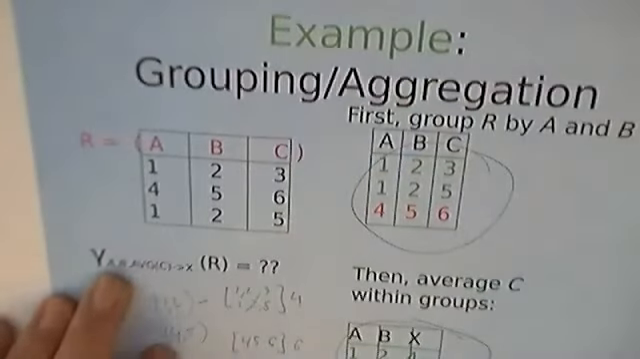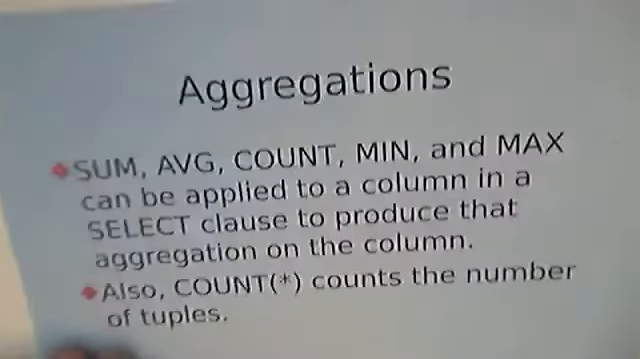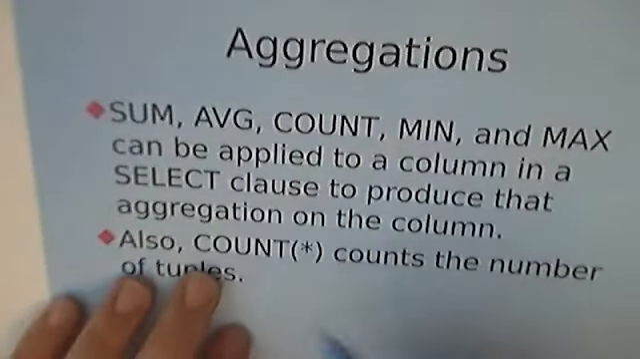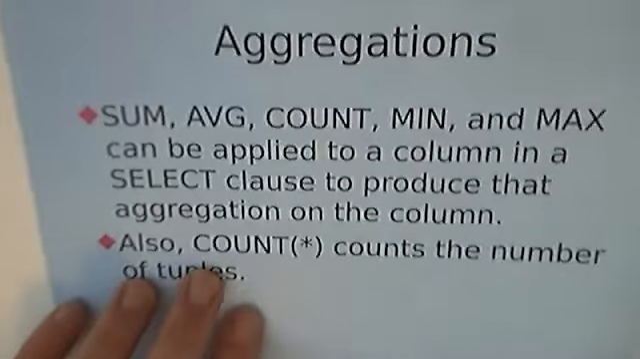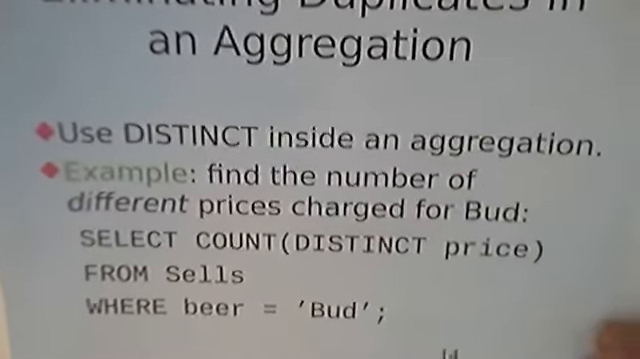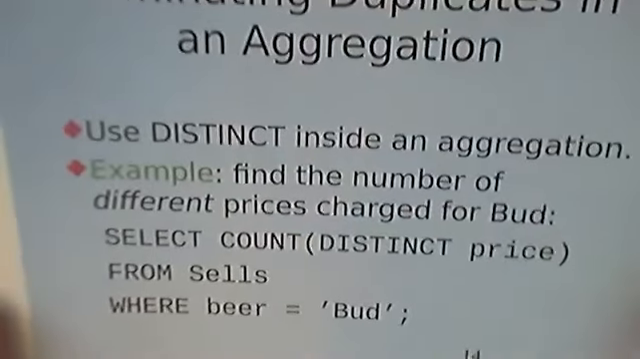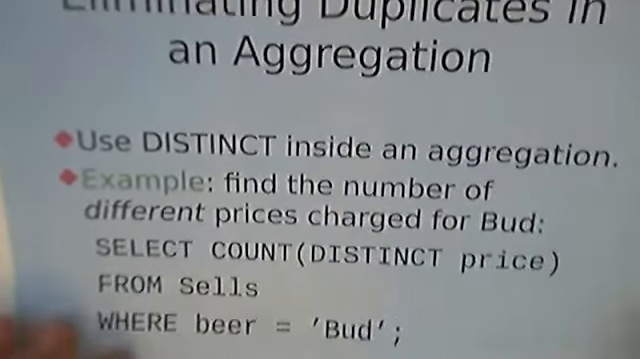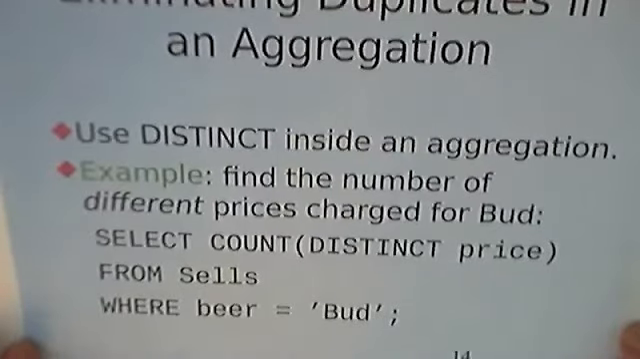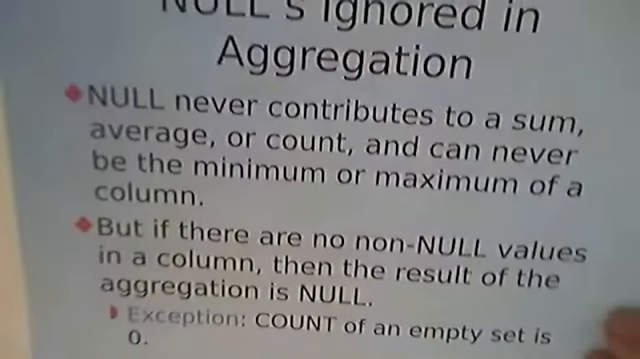Okay, so this should all be hopefully fairly straightforward. We have another special one called count, which just counts the number that are in the group. I don't think we need to do too much with this. Eliminating duplicates in aggregation. This gets us more into the SQL of it, but we don't really want to deal with SQL quite yet.